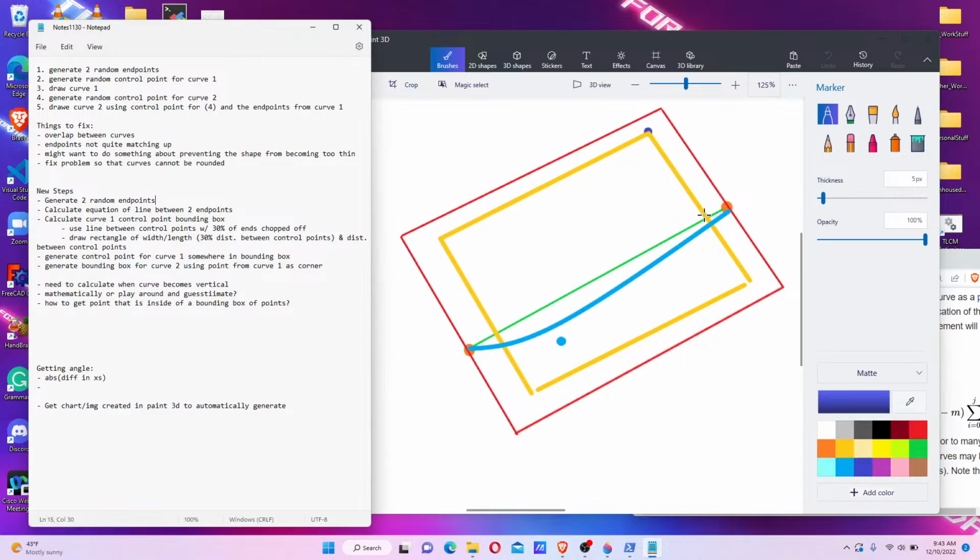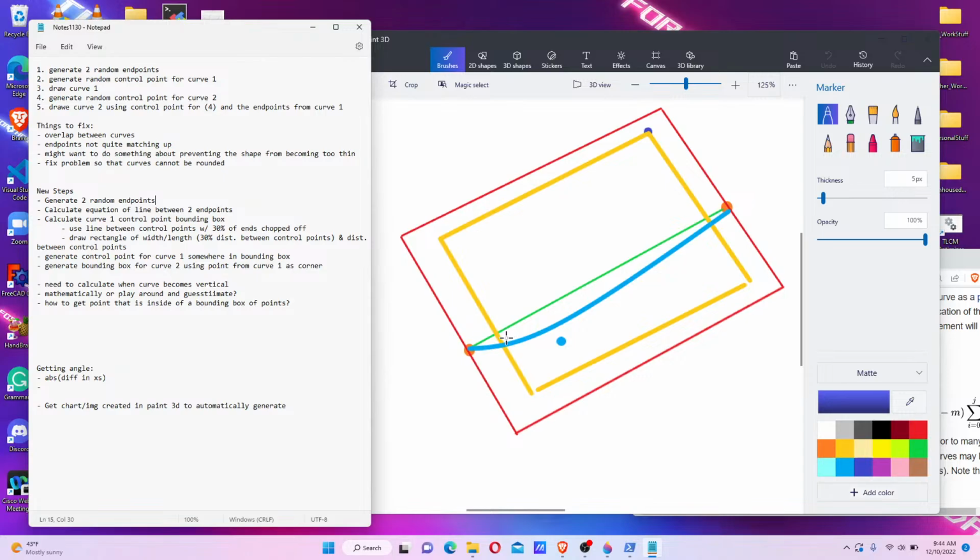Then calculate curve 1 control point bounding box, so that's a box. 2 of the sides are perpendicular to this green line that goes between the points, and the other side should be parallel to the green line. This distance right here. Calculate curve 1 control, use line with control points with 30% of the ends chopped off. Oh, I see, yeah. So if the control point was actually outside of this yellow box, then you could end up with an ugly curve.